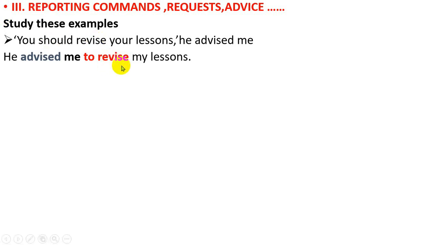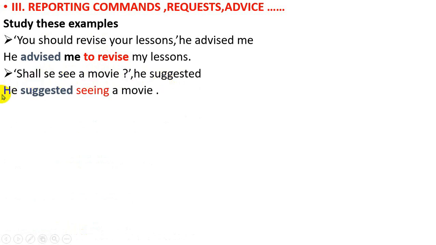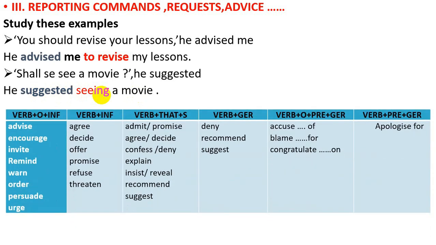Another example. Shall we see a movie? Shall we? This is we. Shall we see a movie? He suggested seeing a movie. Again, we have the verb suggest plus verb plus ing. Very easy one. Of course, we have other verbs.